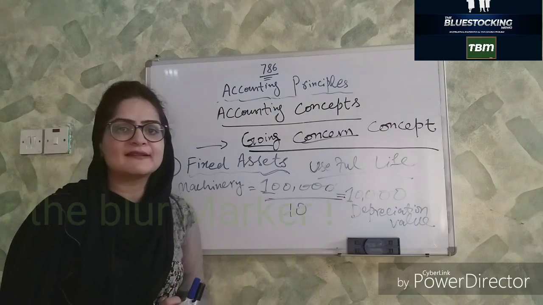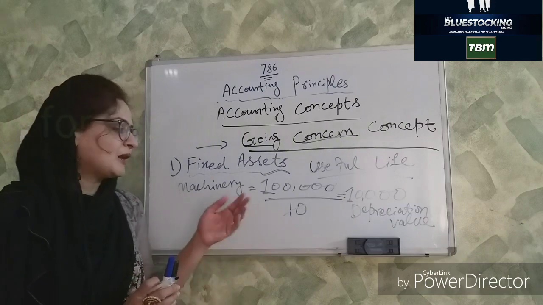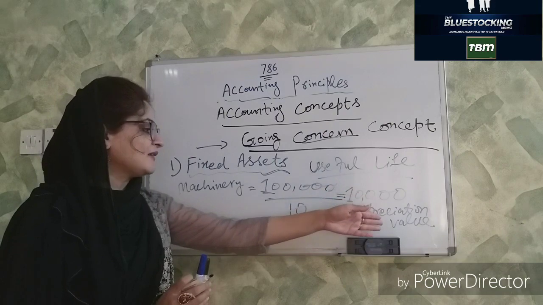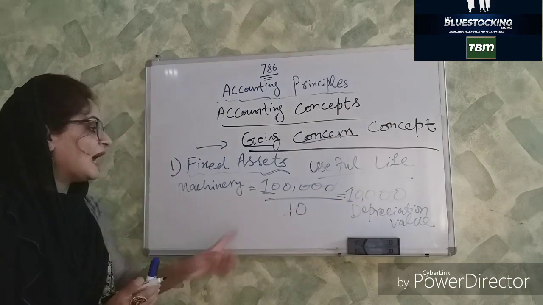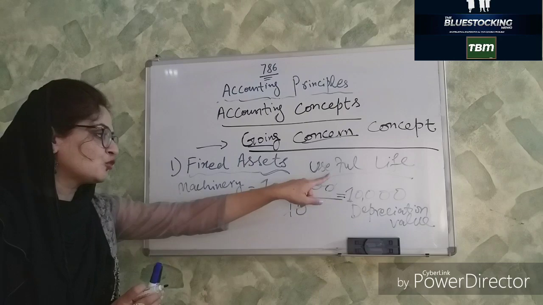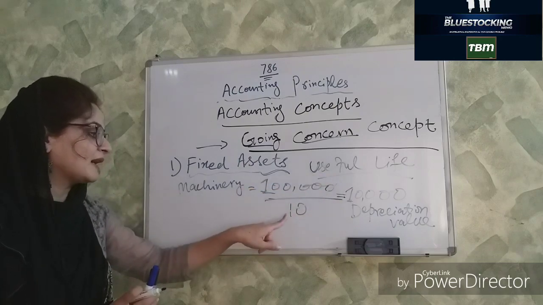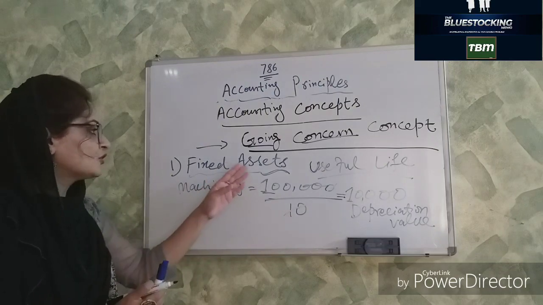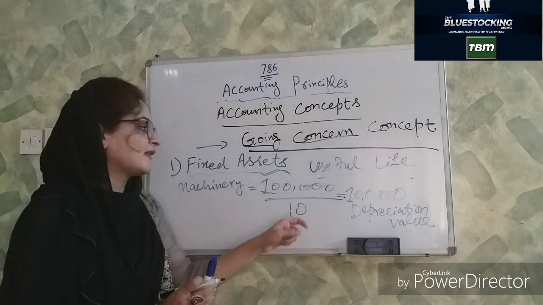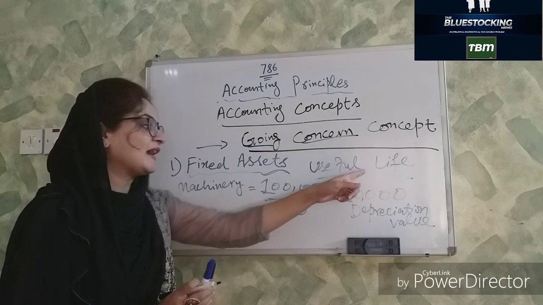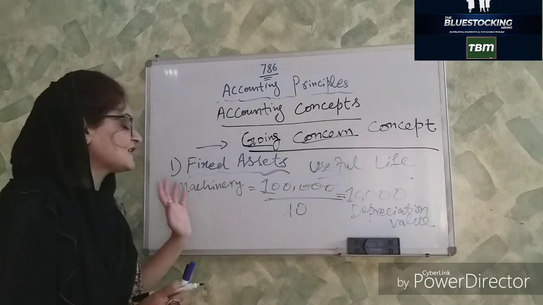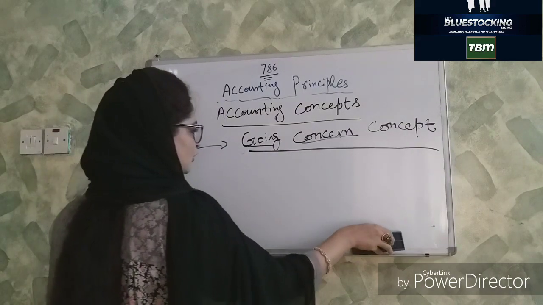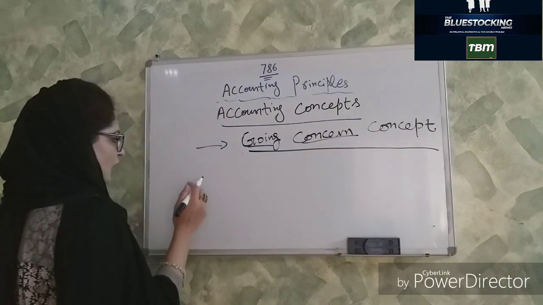Of course, I would be discussing the other depreciation methods in upcoming lectures. So this will be the depreciation value of the machinery. And this is on the basis of the useful life of the machinery and not on the basis of market value of the machinery. So we would say that the going concern concept takes into consideration the aspect of useful life of any fixed asset as well. So let's take into consideration another impact of this going concern concept in our accounting.